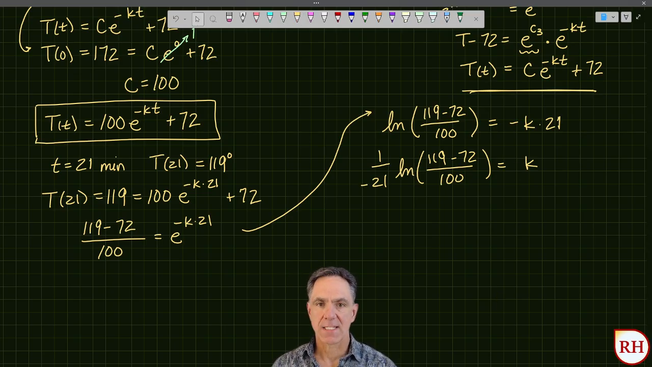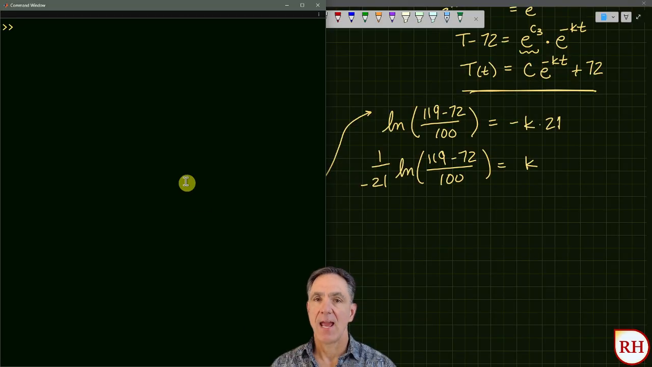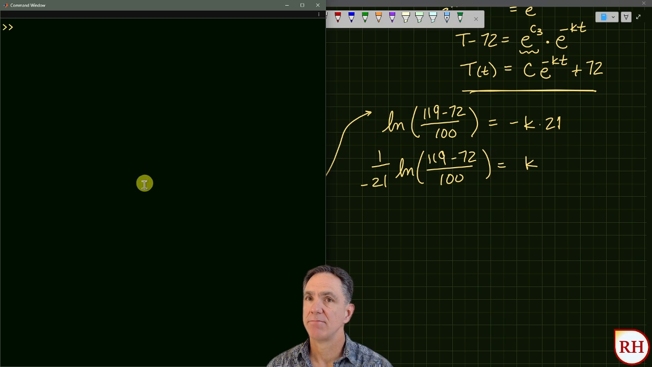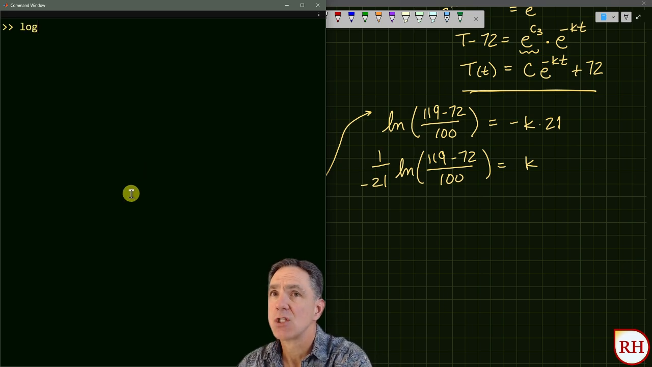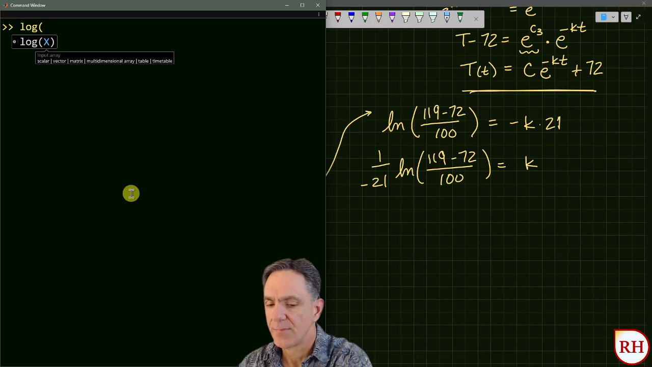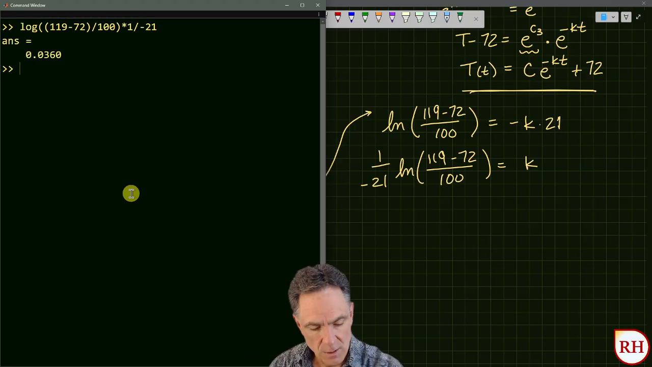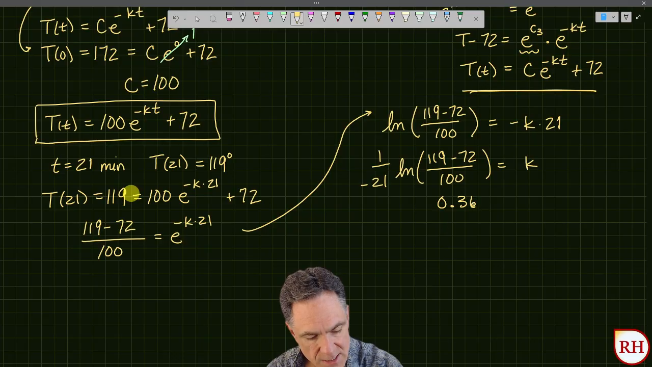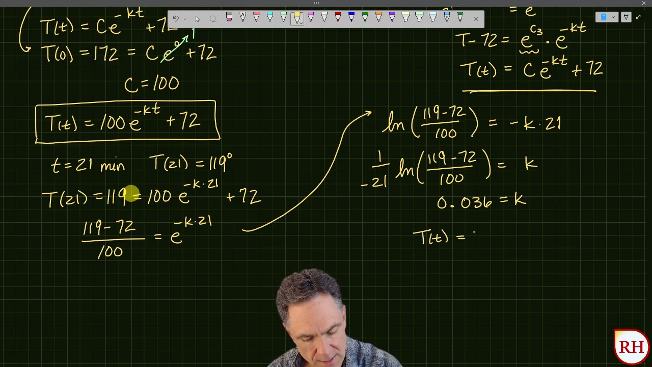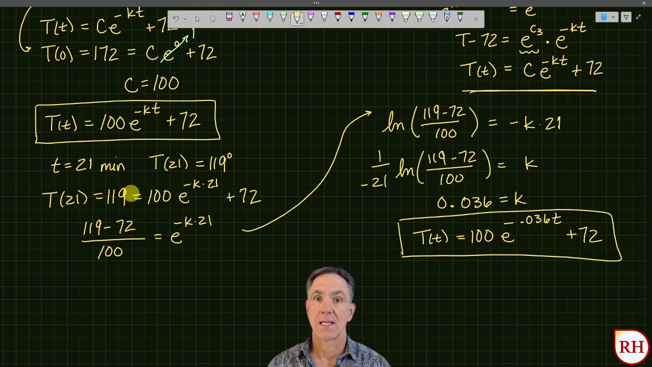One last step then, I'm going to just open MATLAB, and listen, we can do these things in MATLAB, Python, Excel, calculators, however, it doesn't matter. So we have the log function, log is the natural logarithm, and we have 119 minus 72 divided by 100, and then we're going to multiply that times 1 divided by negative 21, and that's going to give us our k value. So we have 0.036 is equal to k. And our final answer is 100 e^(-0.036t) plus 72. And that's our final specific solution with the k value calculated.